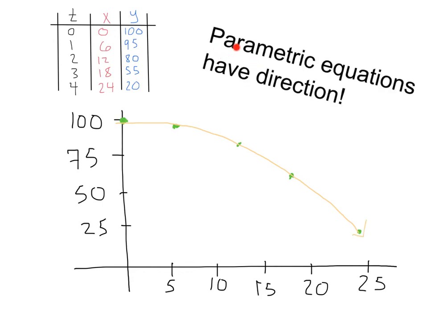And make sure you take note of this. Parametric equations have direction. As our t increases, our graph is moving in this direction. We wanted to indicate that to make sure everything's clear. So what we can do is we can just put arrows in the direction that our points are moving towards. Again, because these are dependent on t, we have to go in the same order that t directs us.